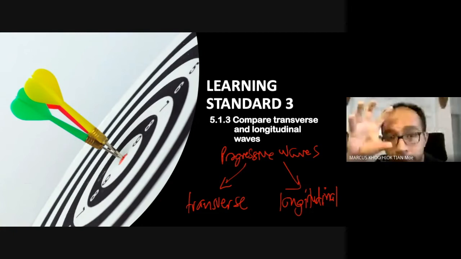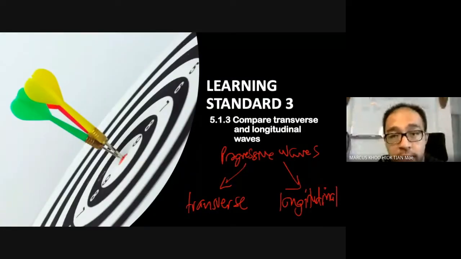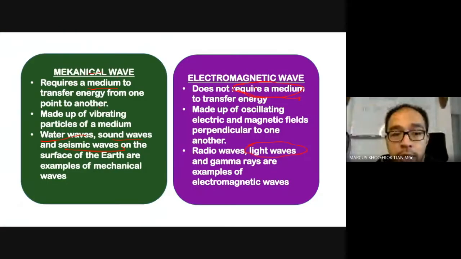The first one and the main one is progressive and stationary. Under progressive, there are these two, transverse and longitudinal. We will look at this in a little while. But another type of classification is mechanical and electromagnetic. Under mechanical are water waves, sound waves, seismic waves. Under electromagnetic are radio waves, light waves, gamma rays. All these are electromagnetic waves.